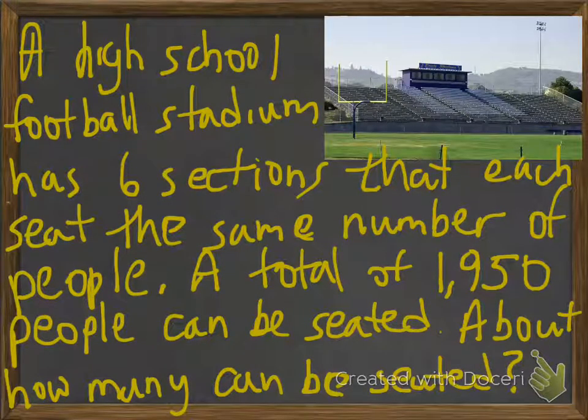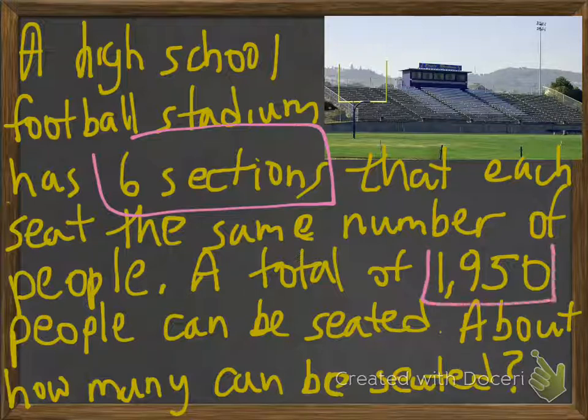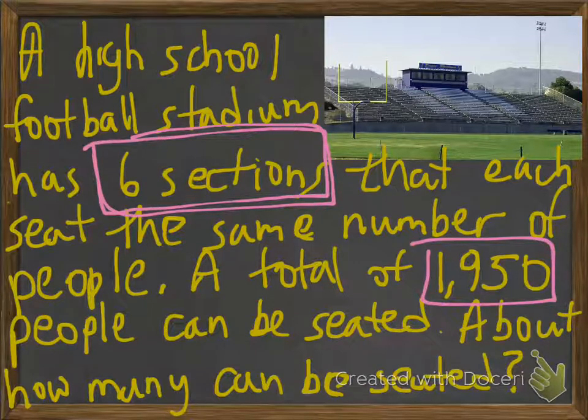A high school football stadium has 6 sections that each seat the same number of people. A total of 1,950 people can be seated. About how many can be seated? So again, a football stadium has 6 sections, and a total of 1,950 people can be seated in the stadium. So about how many can be seated in each section?